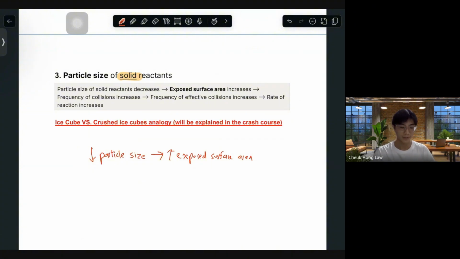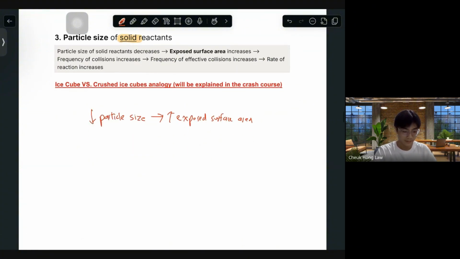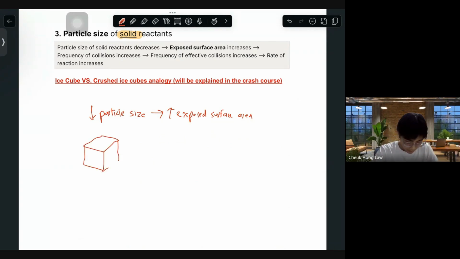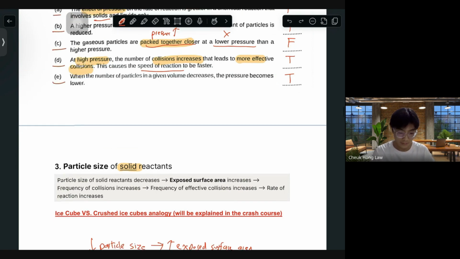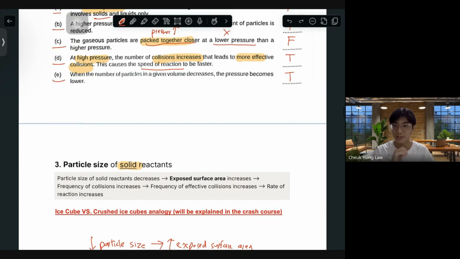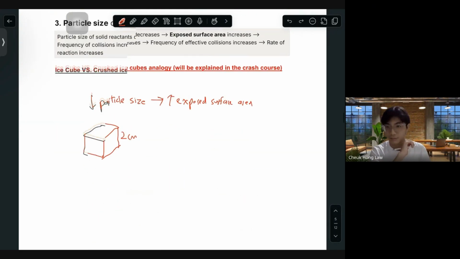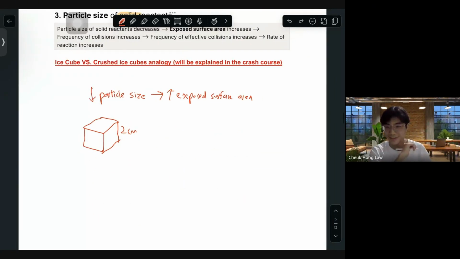I'll give you a very simple example. Let me draw this ice cube. This nice ice cube. Let's say one side is 2 cm. What's the last two answer? Both true? Yes, both true. Make sure you understand why it's true also. Wow, how to draw so nice. Nice, man.